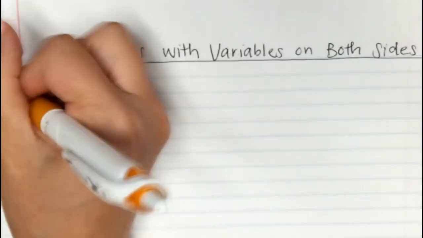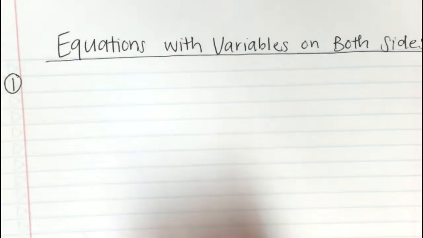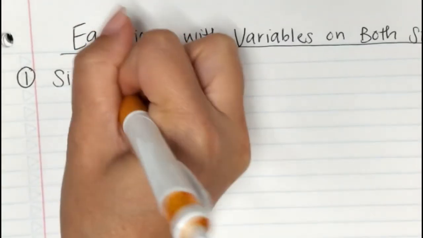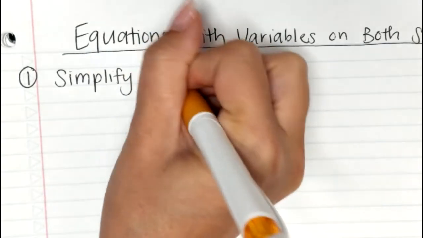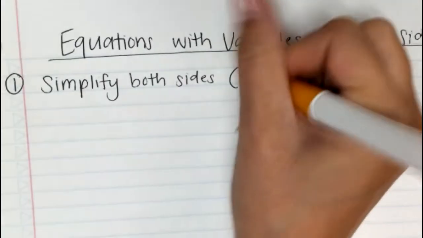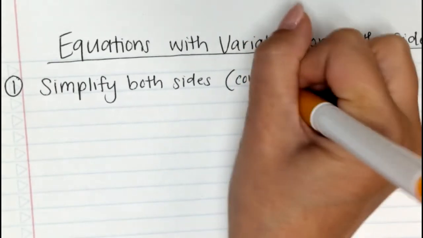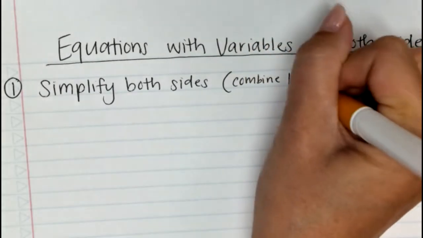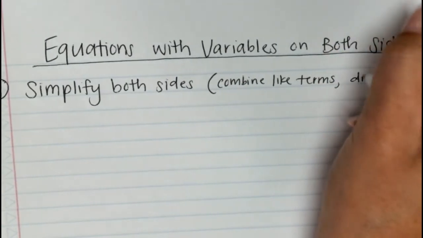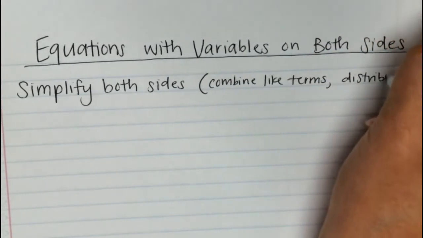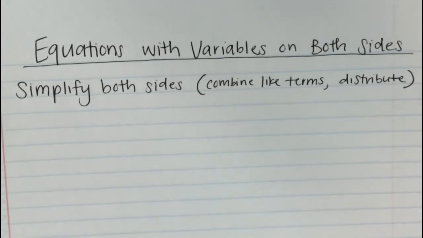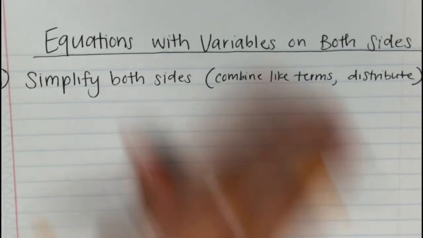So the first step when you see an equation with variables on both sides is you want to simplify both sides. What I mean by that is if you need to combine like terms or distribute, you do that first. You might need to do it on one side, you might need to do it on both sides.